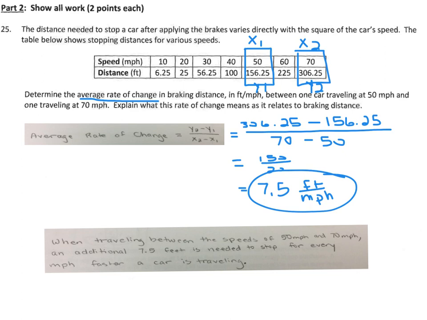Okay, so again, I'm just going through the question: when traveling between the speeds of 50 and 70 miles per hour, an additional 7.5 feet, we need that many more feet to stop for every mile per hour faster that the car is traveling.